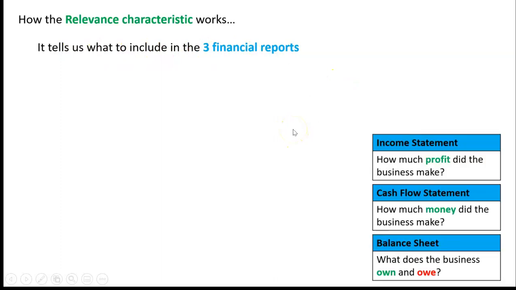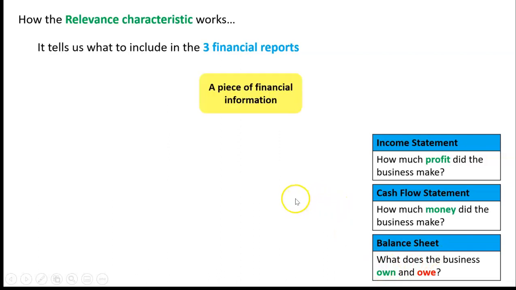So how does it work? Well, basically it's saying, here's what we should include in the 3 financial reports, and we'll go through these in detail throughout the course, but for now we'll say the first one is the income statement. How much profit did we make? The second one is the cash flow statement. How much money did the business make? And the third one is the balance sheet. What does the business own and what does it owe?